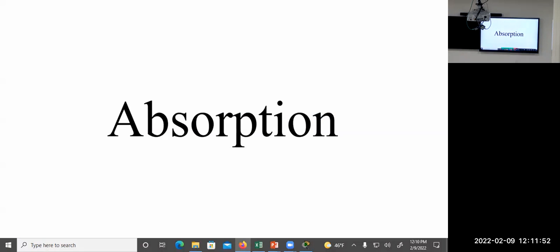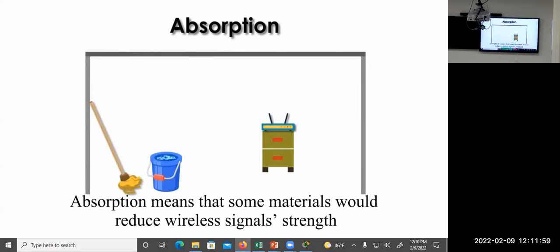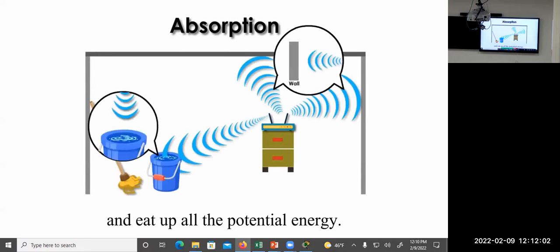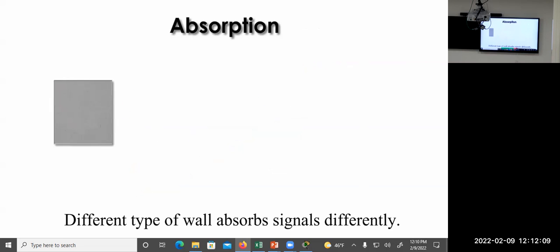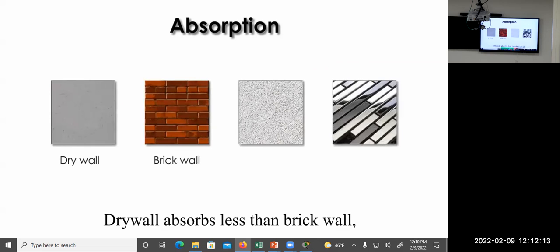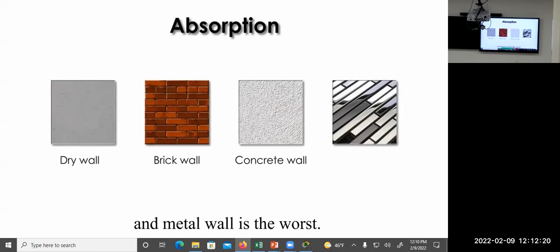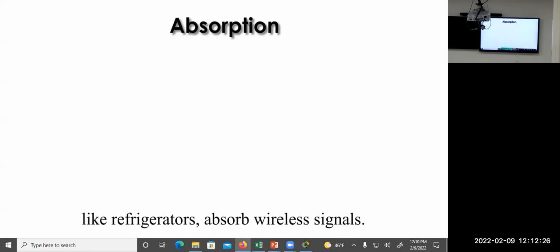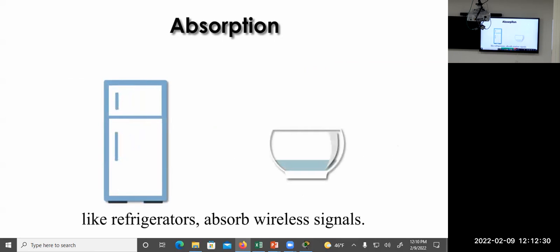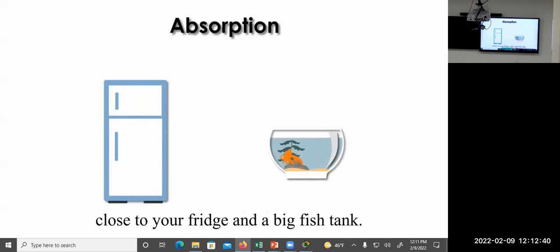Absorption. Absorption means some materials will reduce a wireless signal's strength and eat up its potential energy. Brick walls and water are two great absorbers. Different types of wall absorb signal differently. Drywall absorbs less than brick wall, and brick wall absorbs less than concrete wall, and a metal wall is the worst. Besides, other metal appliances like refrigerators absorb wireless signals. Thus, it's a bad idea to put your home wireless router close to your fridge and a big fish tank.